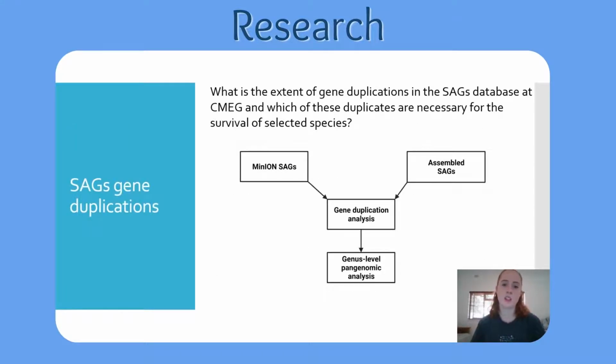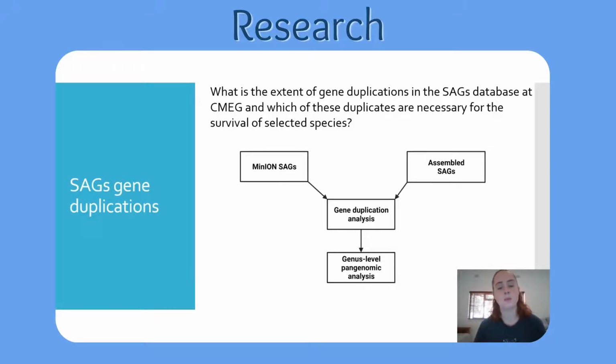So my master's project is split into two sections. The first, I'll be looking at gene duplications in single-cell assembled genomes that we already have at CMEG. And then the second part of my project, I will be looking at metagenome assembled genomes that we have created during this year from Marion Island.